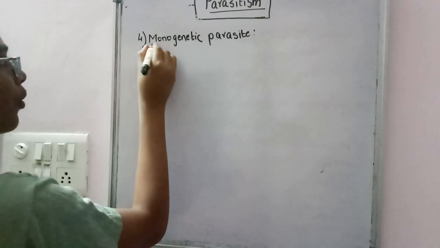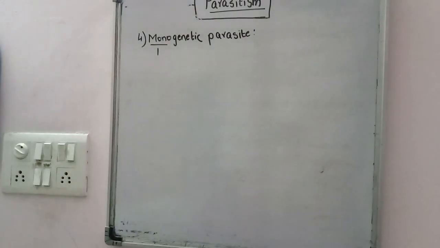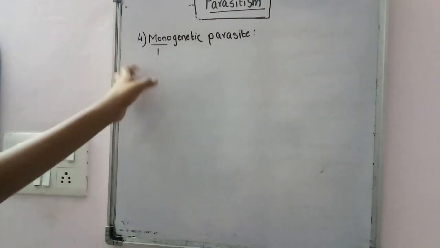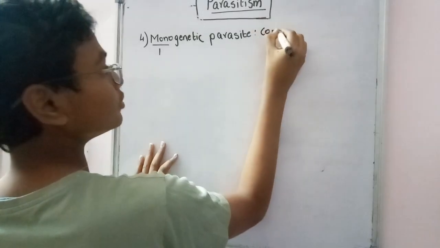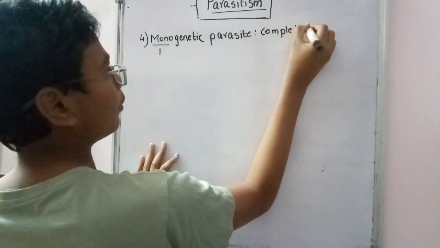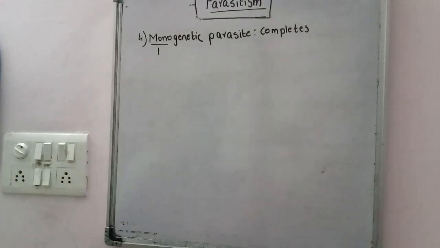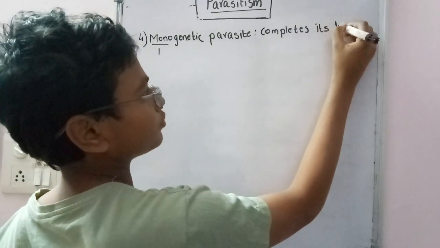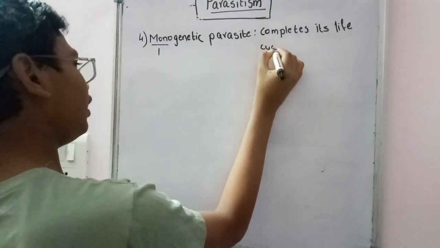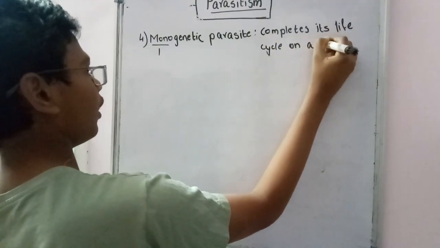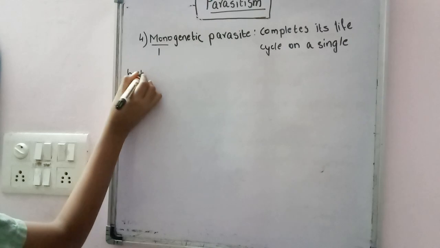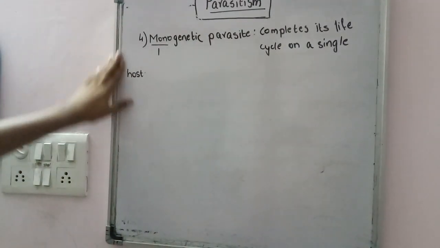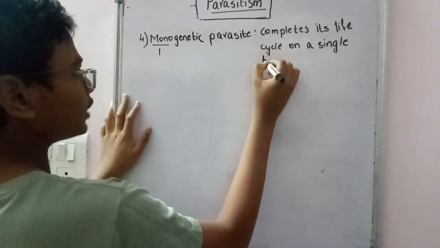Monogenetic parasite. You know mono means one. So you simply can tell that this parasite completes its life cycle on a single host. So these parasites, to complete their life cycle, only one host is sufficient.